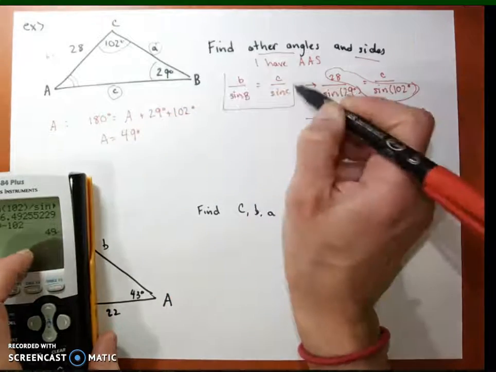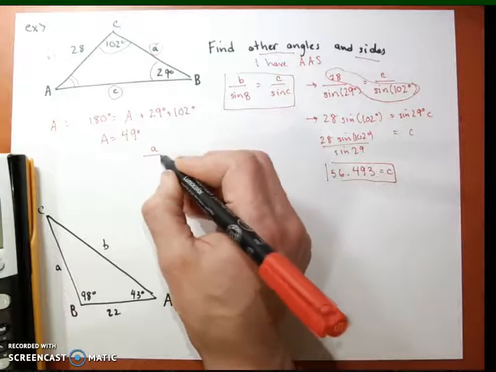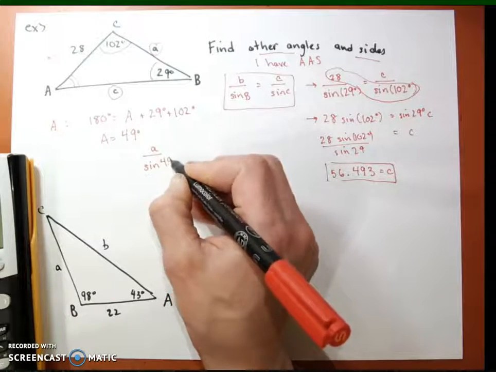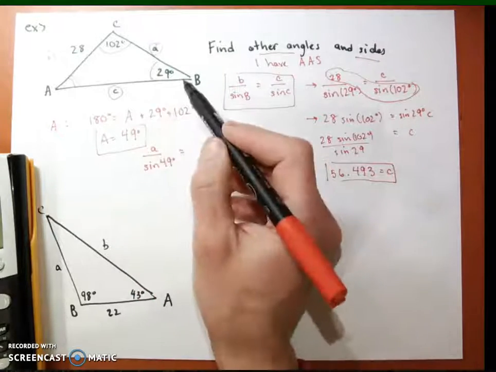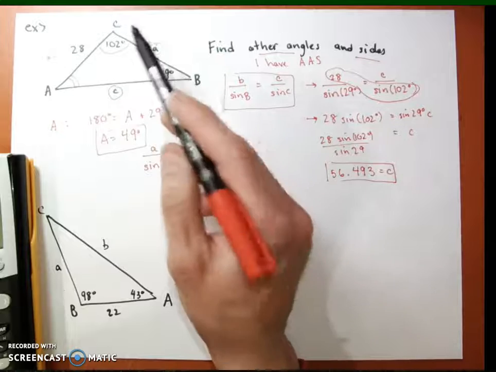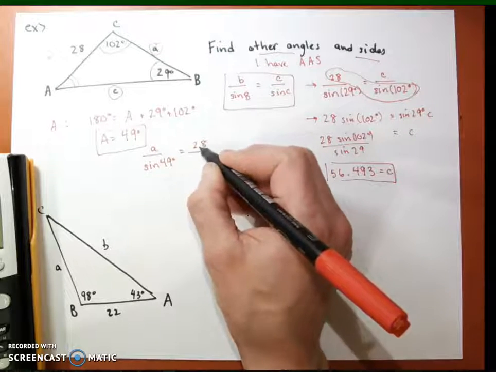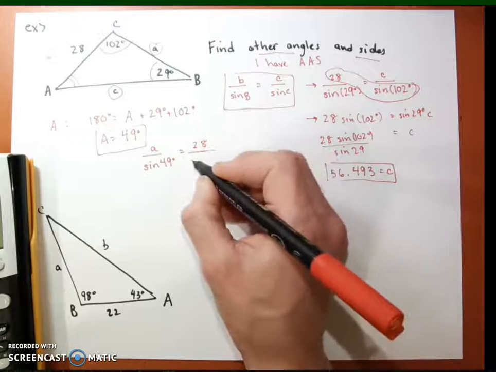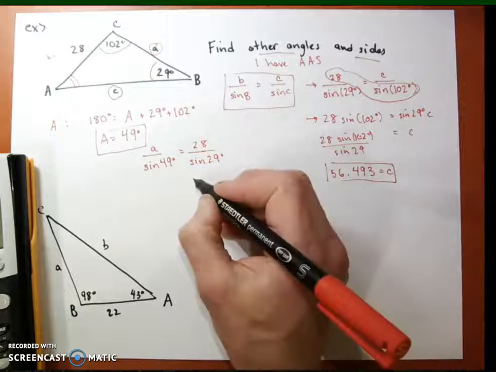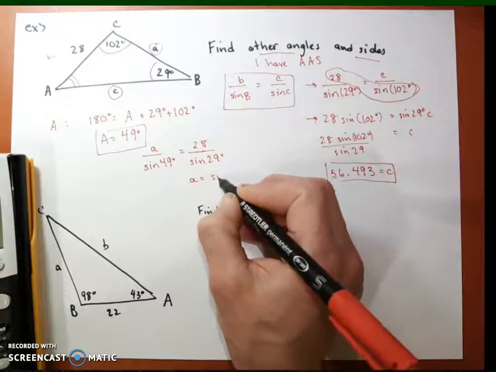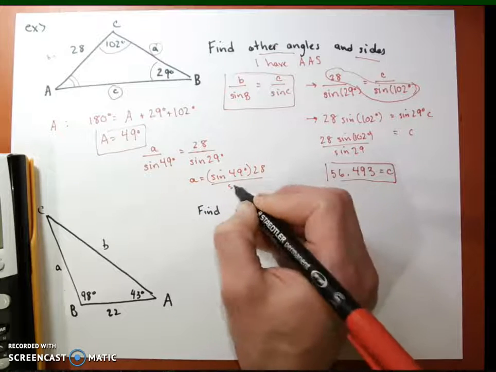So now I'll use law of sines again, but I'll use the a over sine A ratio to get little a. So I do a over sine of 49 equals, and I could use b over sine B or c over sine C. I'll use b over sine B because that was the information that was given to us at the start. So little b is 28. Sine of B will be sine of 29 degrees. By cross multiplying, I will find that a equals sine of 49 times 28 over sine 29.